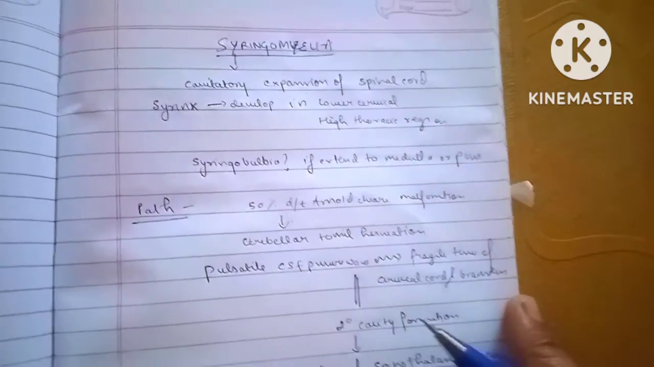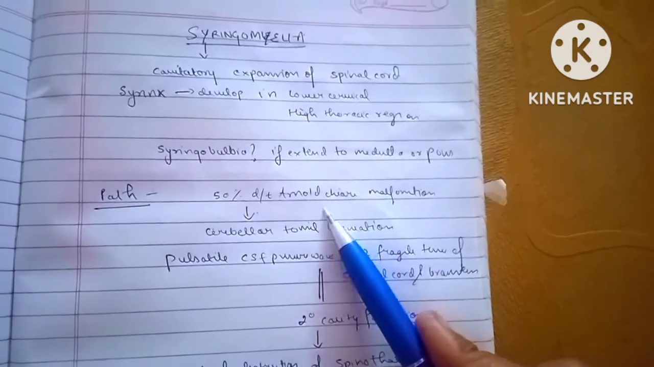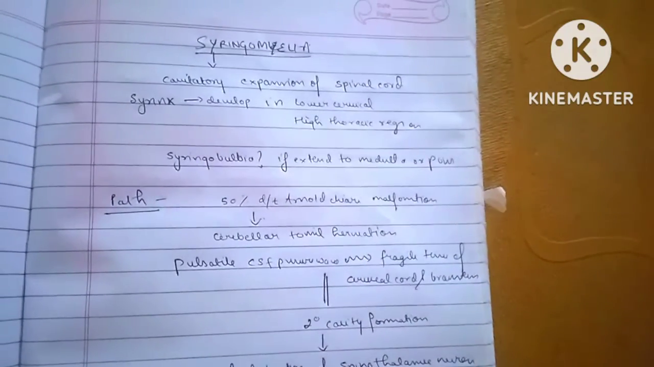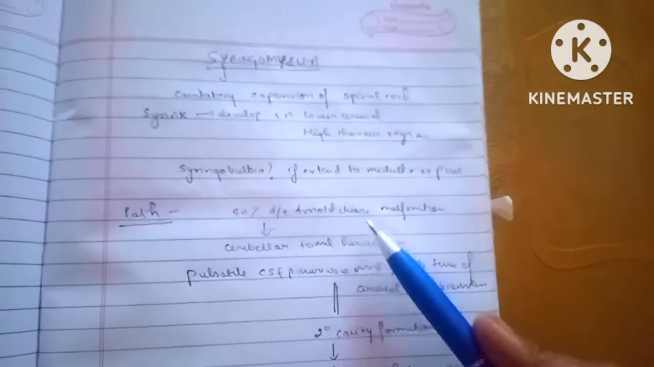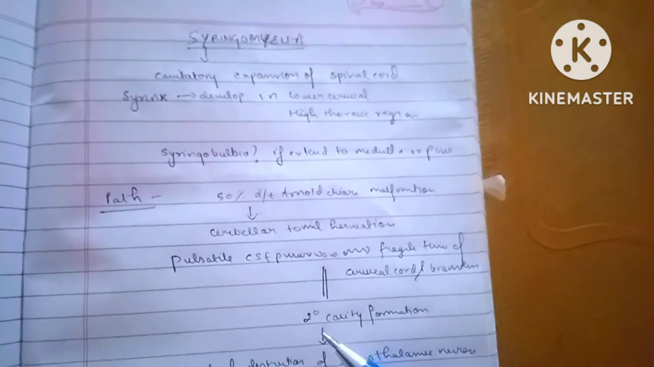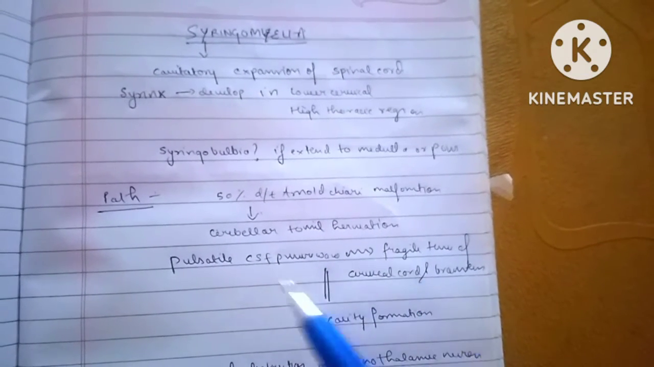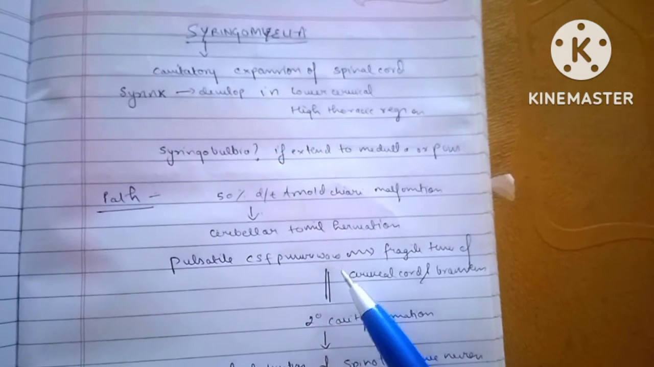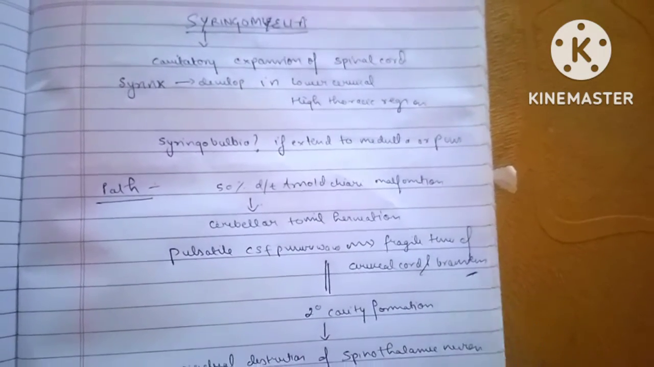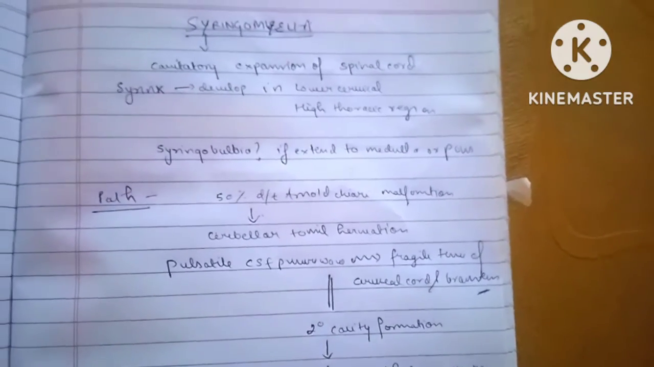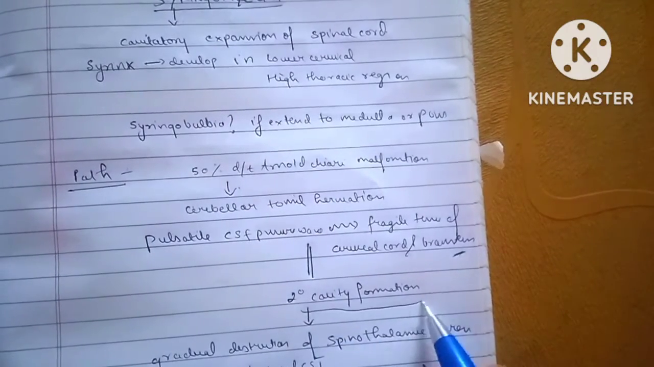The pathogenesis of syringomyelia lies in the fact that 50% of patients of syringomyelia have Arnold-Chiari malformation. That is, in Arnold-Chiari malformation, we have herniation of cerebellar tonsils through the foramen magnum that is enlarged. Now, this cerebellar tonsil herniation leads to a pulsatile CSF pressure wave that is transmitted to the fragile tissue of the cervical cord as well as the brainstem. And this continuous pulsatile wave that reaches the cervical cord and the brainstem causes formation of a secondary cavity.